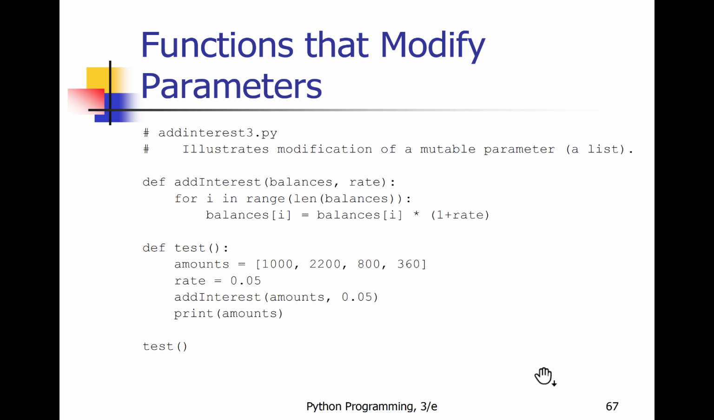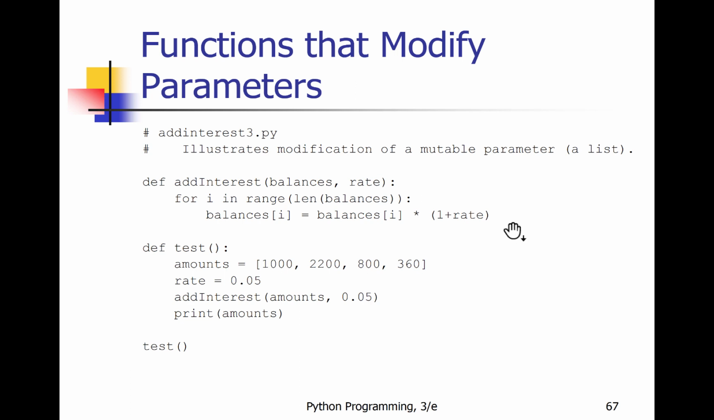So we have here a program called addInterest3. It illustrates modification of a mutable parameter, a list. If you pass an int or a float or a string, you can't change it. You can't influence the value as seen in the calling code. If you pass a list, because lists are mutable objects, you can actually change the values of that actual parameter as seen in the calling code. Because list value objects, you're able to ask them to change their state. That's what makes them mutable.